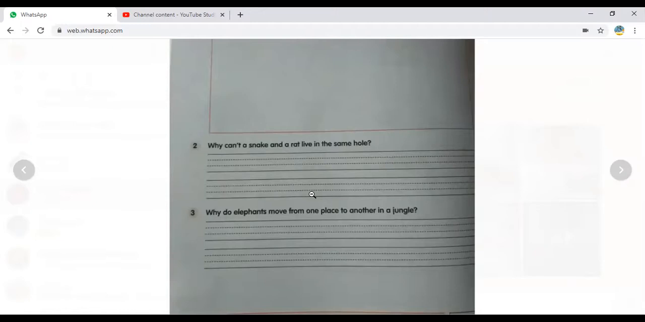Yes, rat and snake cannot live in the same hole. Because those two animals are opposite to each other. You can say simply, those are enemies. They are called as enemies. What you can say? Enemies. Rat is eaten by snake, so that rat cannot live with snake in the same hole.